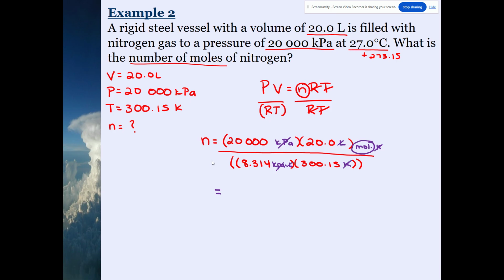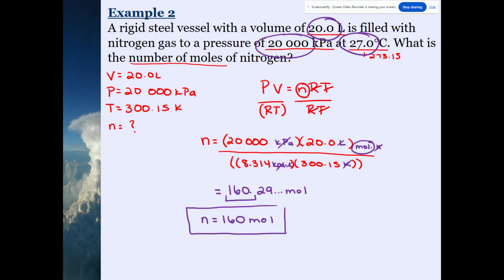So you have 20,000 times 20 divided by, in brackets, 8.314 times 300.15. Make sure the whole bottom is in brackets. You should get an answer of 160.29 so on moles. Again, it looks like we can have 3 sig digs based on the question. The lowest of all those digits is 3. I'm not cutting off the decimal. I'm not cutting off a 5 or more. So my answer stays at 160 mol. That is our N. Okay?